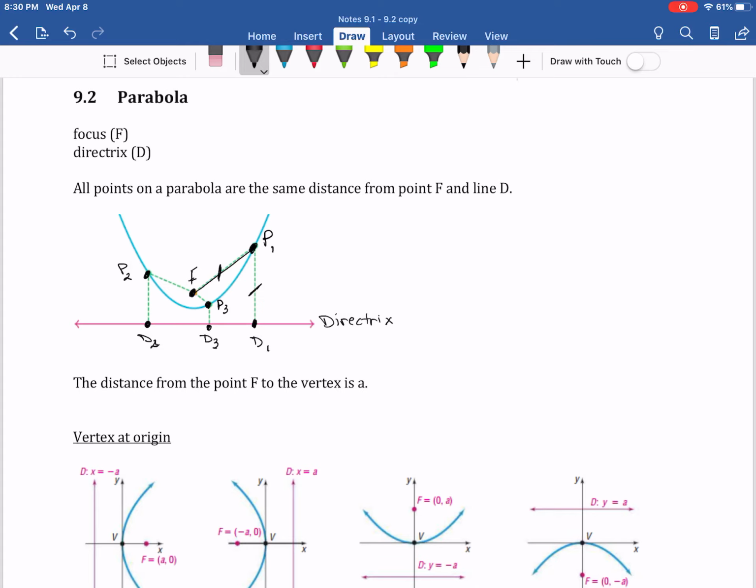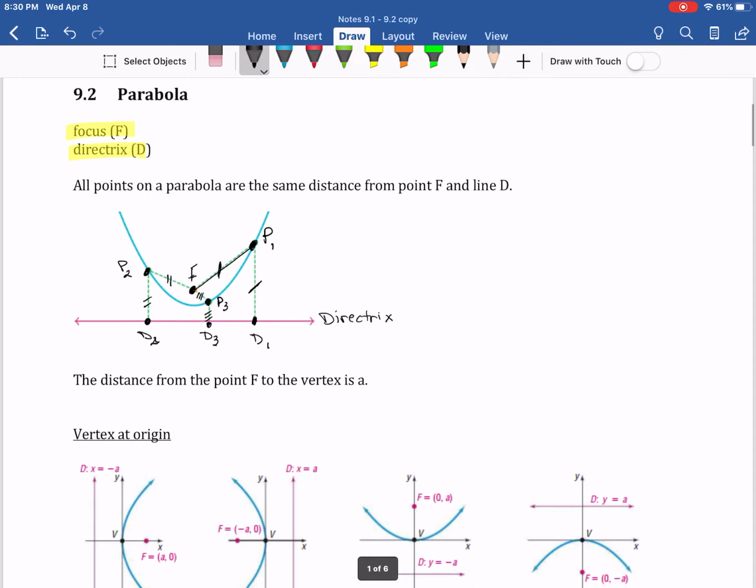And so all of those individual distances, for example, this distance is equal to this distance, and the distance here is the same as this distance down there. That is how your parabola is constructed, with those distances in mind. All right, so we've got the focus and we've got the directrix. That's the new information we've just acquired.